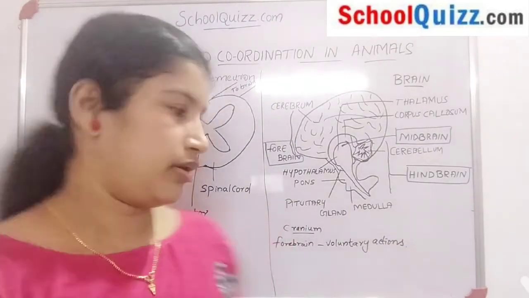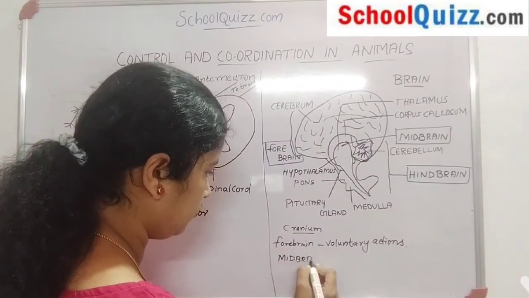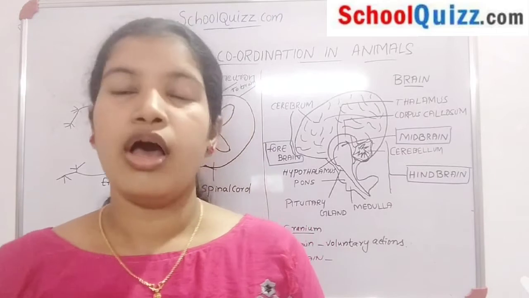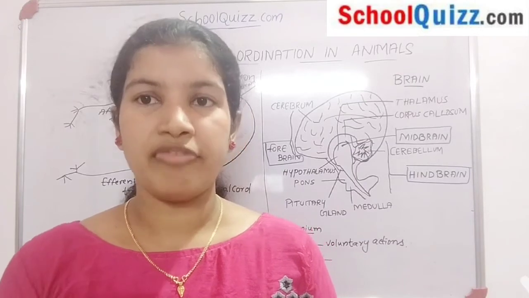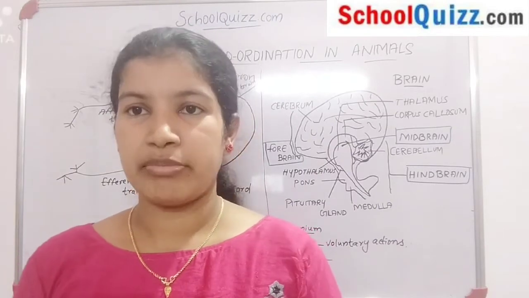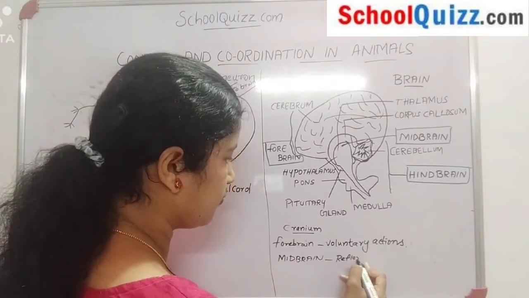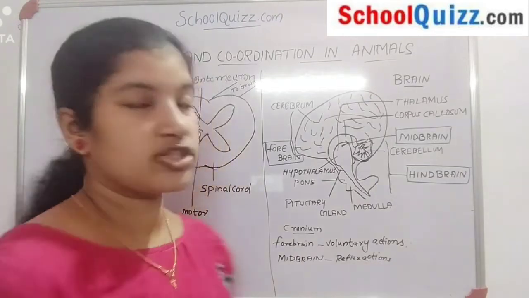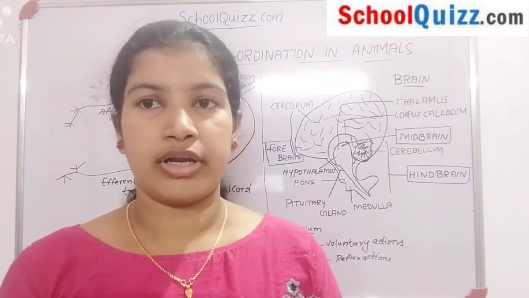Then we have the midbrain. In the midbrain we have the hypothalamus, thalamus and so on. It mainly helps in the reflex actions of the head, neck and trunk. So reflex action is controlled by this midbrain. Reflex action occurs by the visual and auditory stimulus in our body.